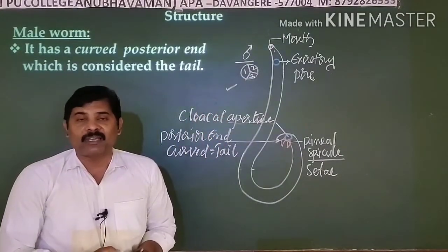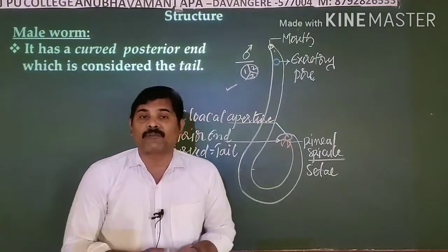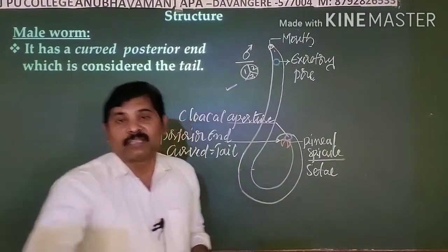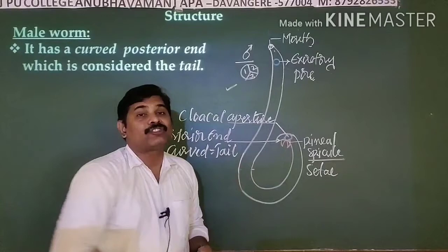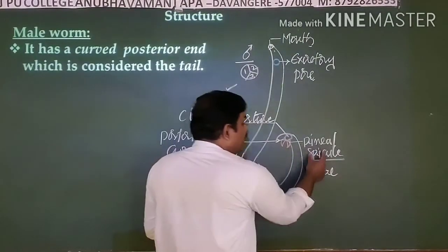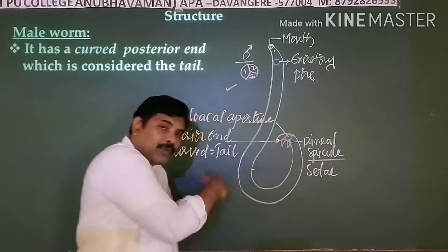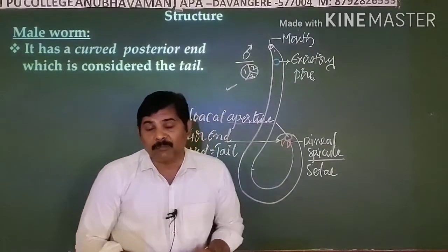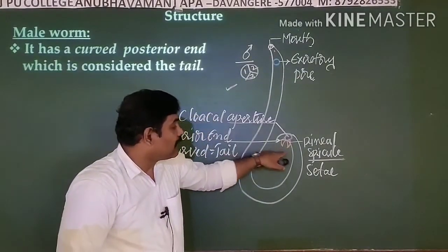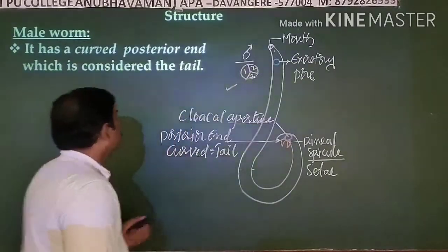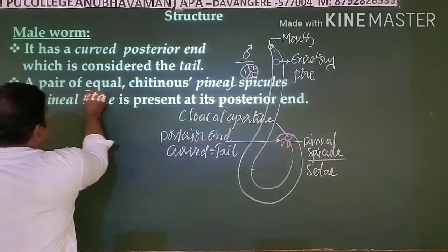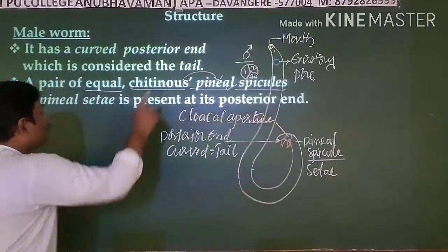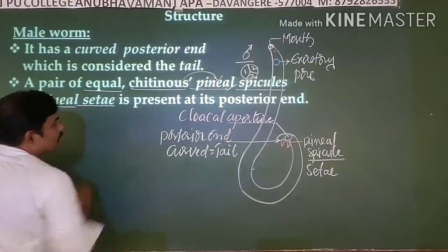These penial spicules help in the transmission of sperms during copulation. This is a male, no? The male naturally produces sperms, and these sperms are released into the female body with the help of these penial spicules or penial setae. Since they are involved in the mechanism of copulation, we also consider them copulatory spicules. So, equal-sized chitinous penial spicules are there, otherwise known as penial setae.